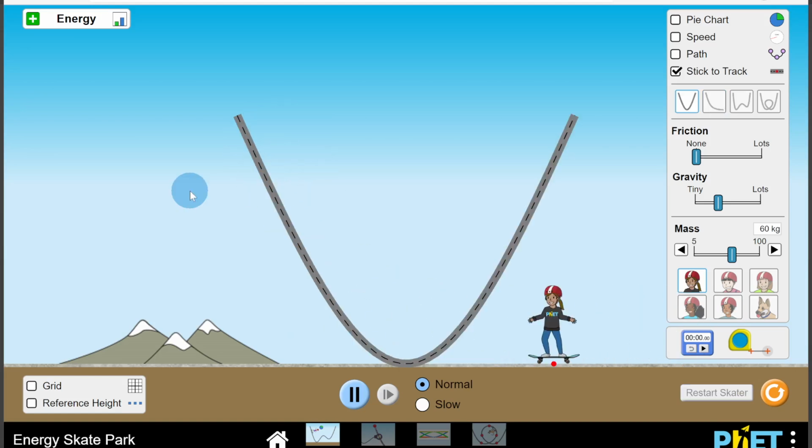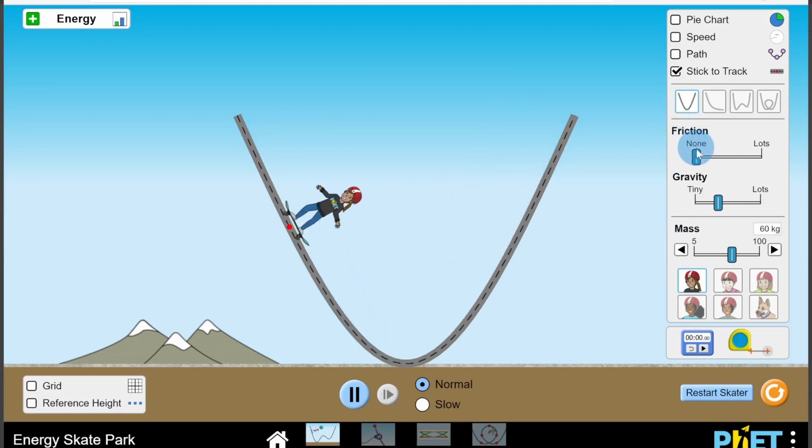Now, an important point to make is that during calculations using conservation of energy, we often assume no energy loss due to friction or air resistance and things like that. But in reality, this wouldn't be the case. So in this example, if I was to let the skater go here with no friction on the track, then they should just keep going to the same height each time. And we know that this wouldn't really be the case in real life.